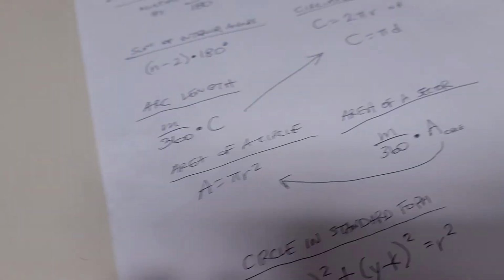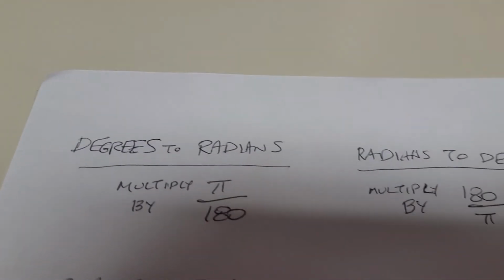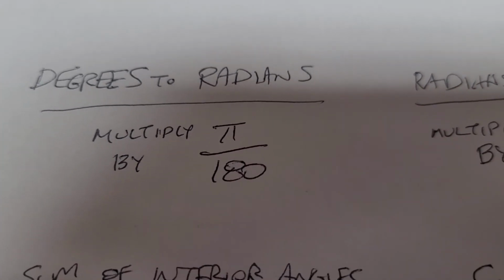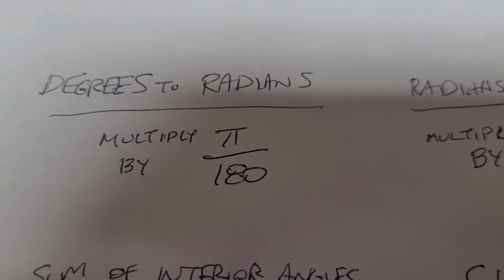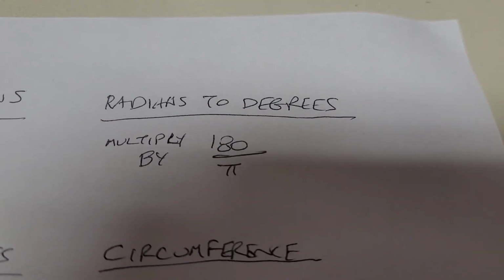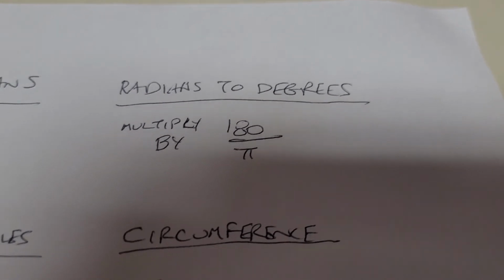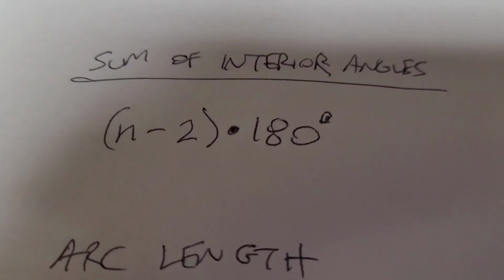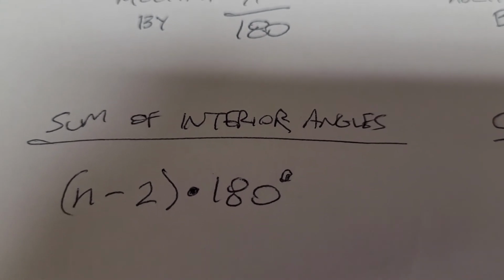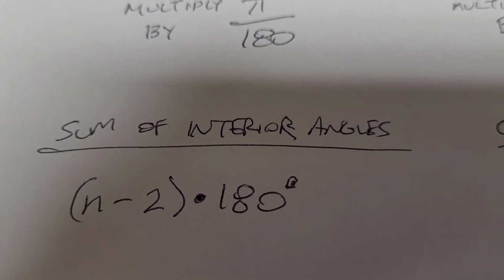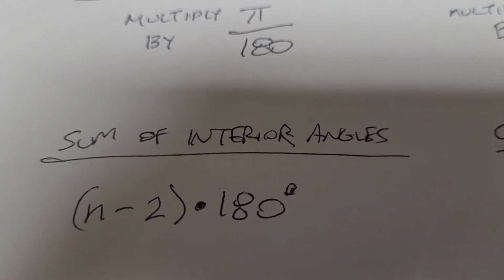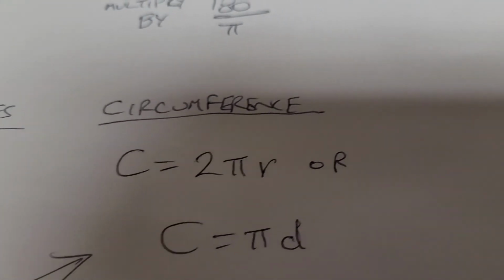The last thing I was going to go over is just formulas that you needed for this. So first of all, degrees to radians. You probably don't need this one for the test, but if you did, you multiply by pi over 180, and if you want radians to degrees, you multiply by 180 over pi. The sum of interior angles, the ones inside of any polygon, is the number of sides minus 2, times 180.